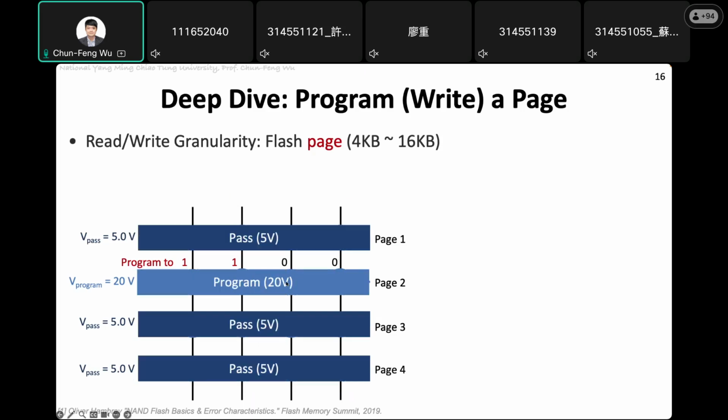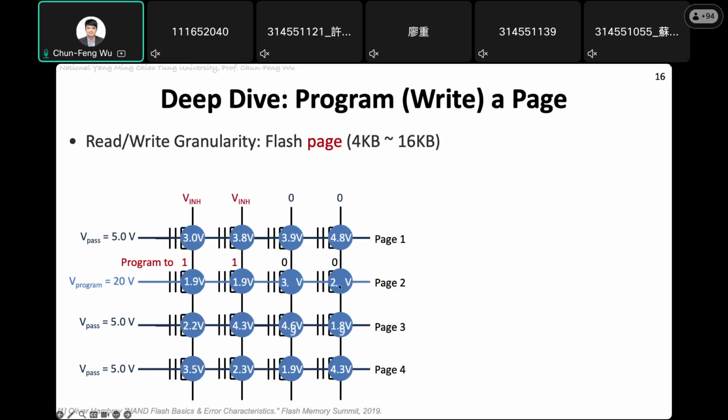We only program the last 2. So you can see the last 2 go from 1.9 volt to a higher voltage, 3.1 and 2.9. So what happens when you apply the V inhibition? The first 2 cells will not be programmed.